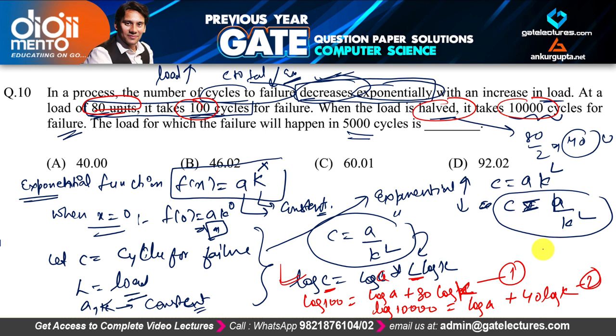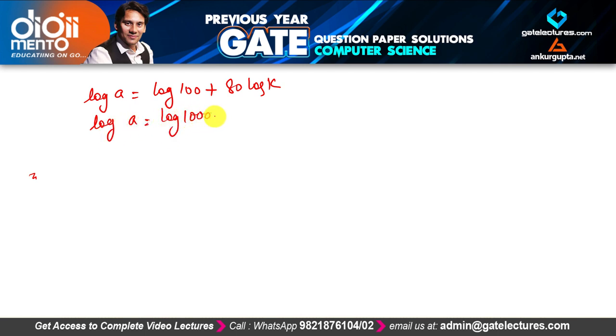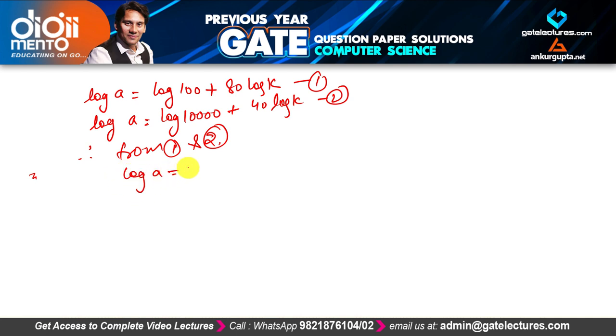With the help of equation number 1 and 2, you can find out the value of A and the value of K. If I write it more clearly here, we have log A is equal to log 100 plus 80 into log K, and log A is equal to log 10,000 plus 40 into log K. This is equation number 1 and this is equation number 2. Therefore from equation 1 and 2, log A comes out to be 6 and log K comes out to be 1/20. Just use these equations and try to solve them, you can easily find out the values of log A and log K.